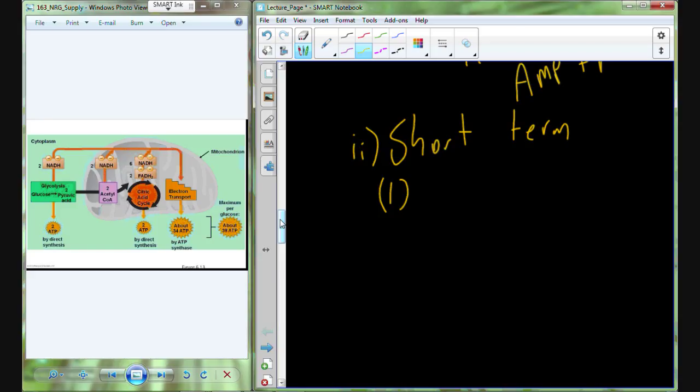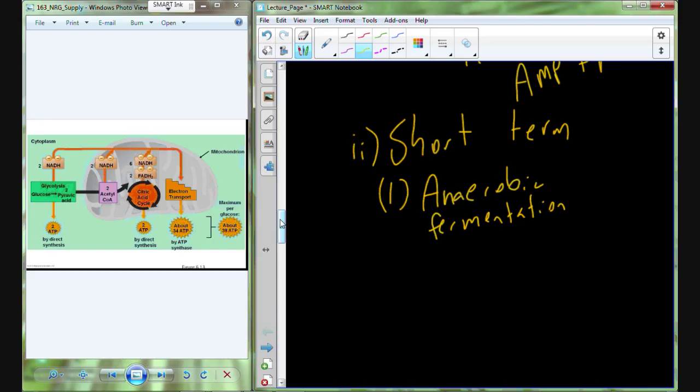So during a short amount of time, about 2 minutes, 3 minutes maybe in length, we're going to receive energy from what's known as anaerobic fermentation. Anaerobic because we don't have oxygen. There's no oxygen available, so we can't send pyruvic acid into the citric acid cycle and into the electron transport chain. At the end of the electron transport chain, we need to have oxygen present. Oxygen is the final electron acceptor in the electron transport chain.